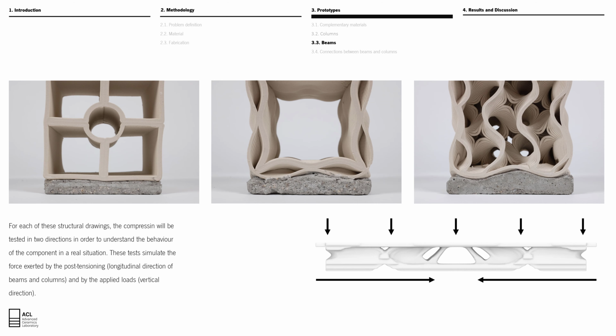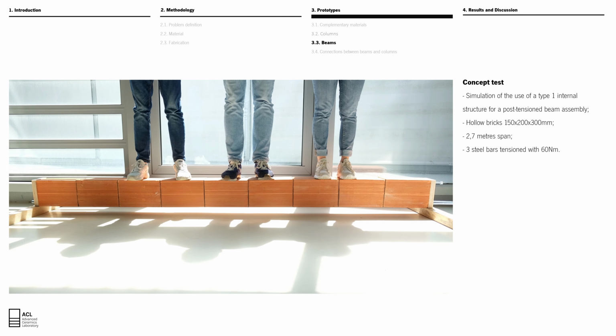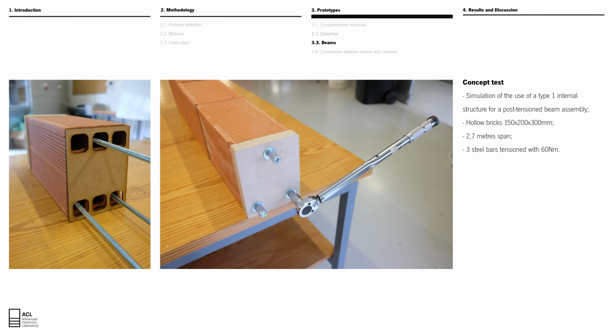For each of these structural drawings, the compression tests were made in 2 directions, simulating the force exerted by the post-tensioning, so horizontally, and by the applied loads vertically. Type 1 achieves the best results on these tests. We also simulate the use of Type 1 internal structure to assemble a post-tension beam with 2.7 meters span, as we can see here. The tensioning system consists of 3 steel bars tensioned with 16 Newton meters of torque.